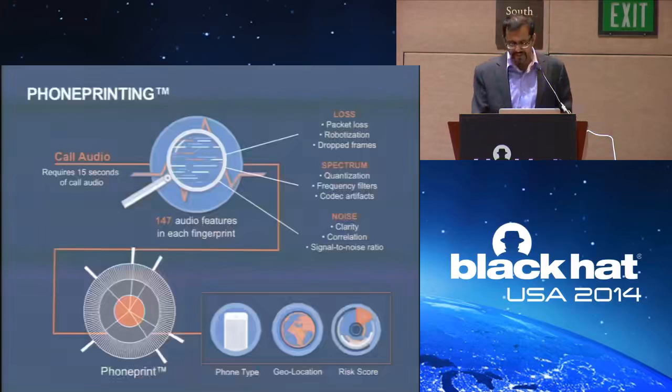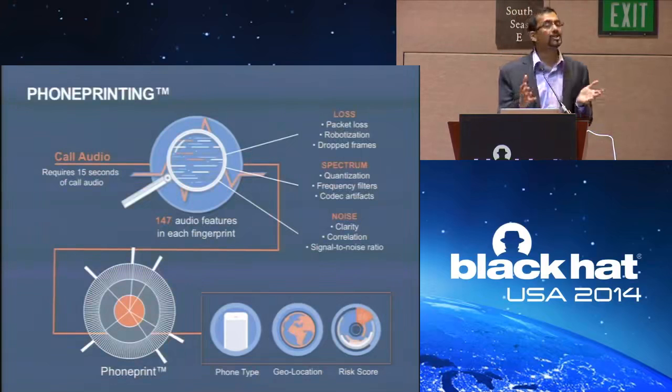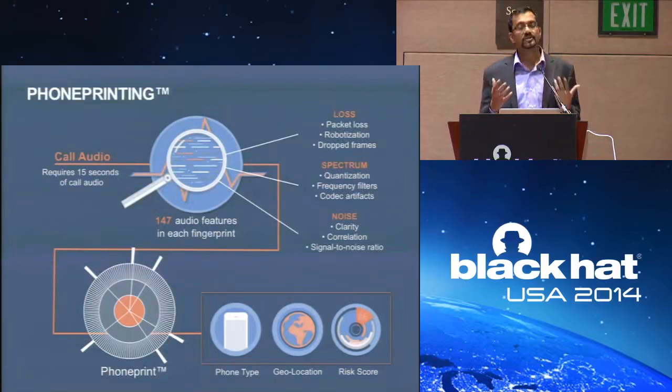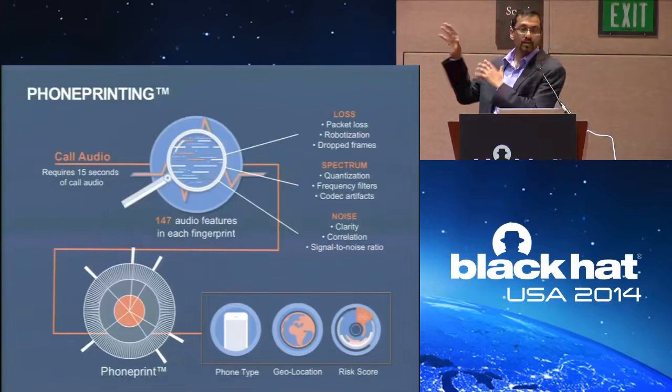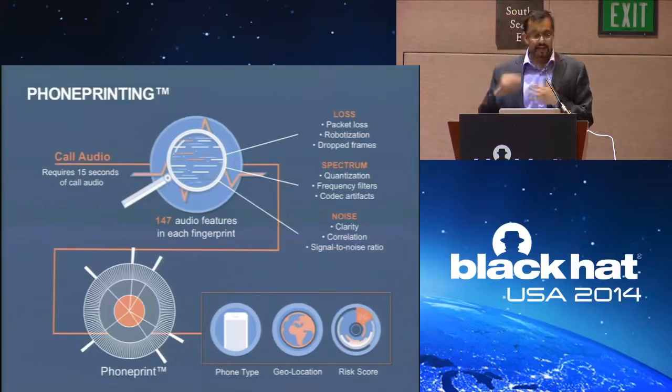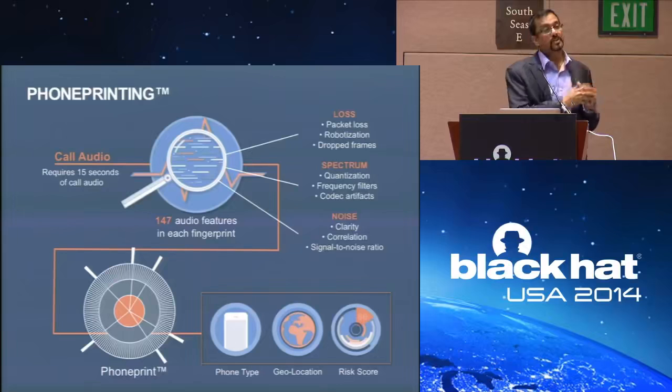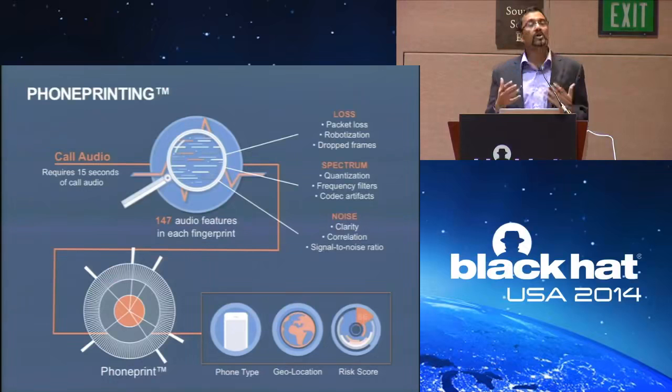With that said, that's the technique we're largely using. These are acoustical anomalies. We have about 147 such acoustical anomalies, and they're broken into different categories. You heard the loss category, and in addition to packet loss, we're looking at robotization, dropped frames, and a bunch of other characteristics. There's also frequency characteristics, which is what you heard. We have a whole bunch of codec artifacts that come into those categories. There's also noise characteristics.